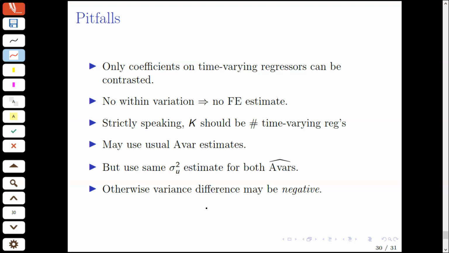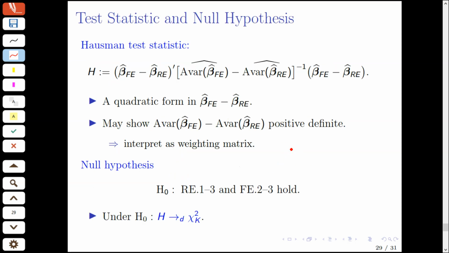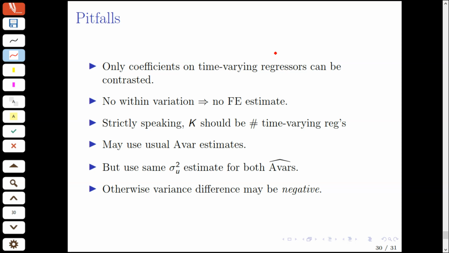A nice feature of this test statistic is that one may use the usual asymptotic variance estimates, but one should take some care in constructing these asymptotic variance estimates. Specifically, it's generally recommended that we use the same estimate of the idiosyncratic error variance in constructing both of the asymptotic variances in the quadratic form. The reason for using the same estimate is that otherwise, in practice, the variance difference may be negative.